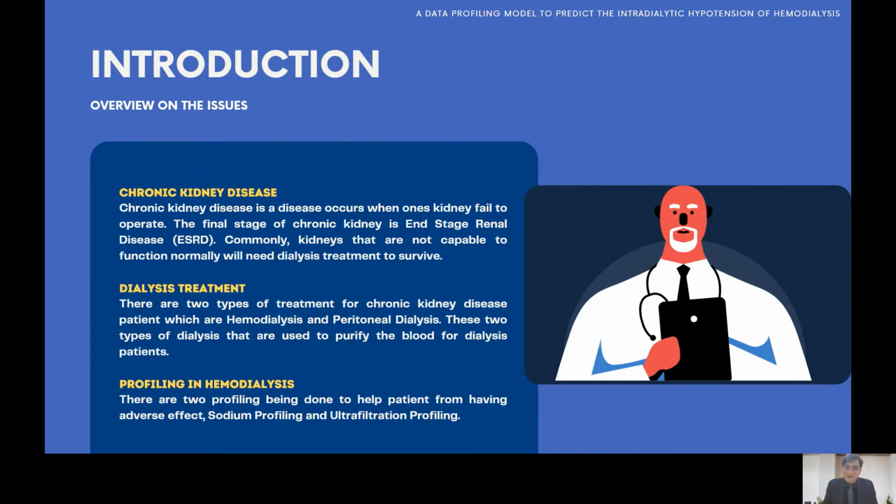So what is dialysis treatment? There are 2 types of treatment for chronic kidney disease patients, which are hemodialysis and peritoneal dialysis. These 2 types of dialysis treatment are used to purify the blood of dialysis patients. And last but not least is profiling in hemodialysis. There are 2 types of profiling being done to help patients with adverse effects, such as sodium profiling and ultrafiltration profiling.